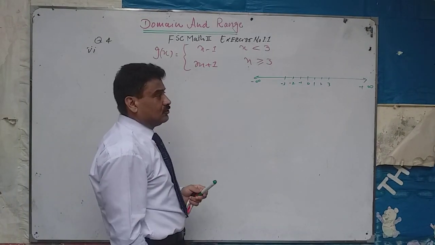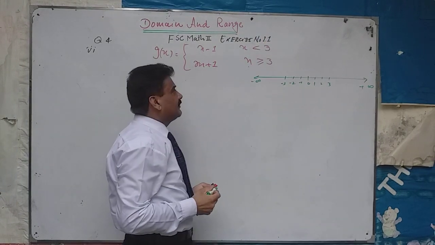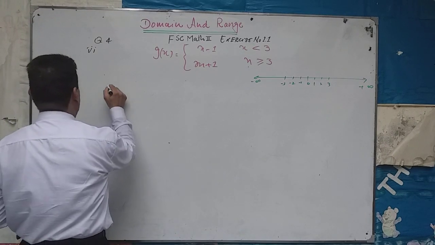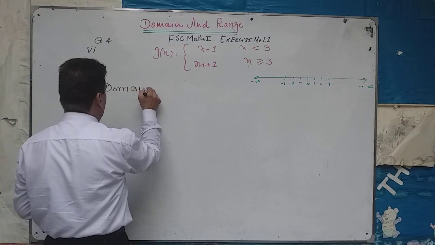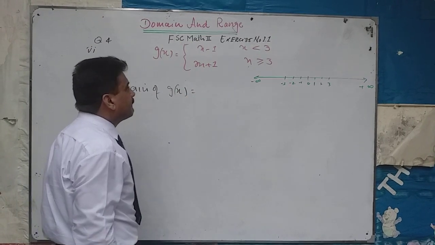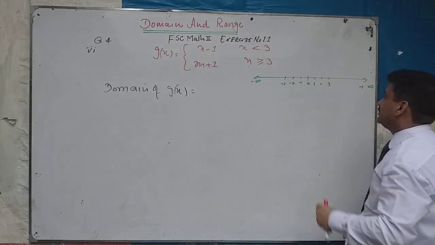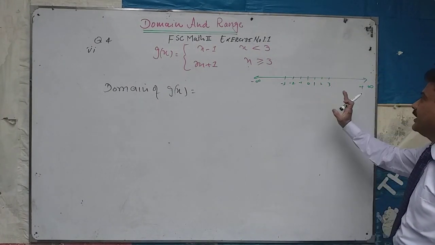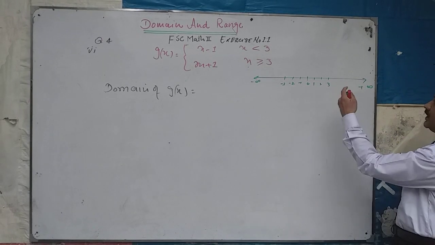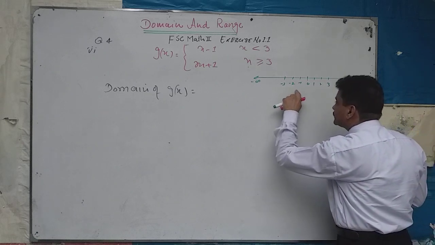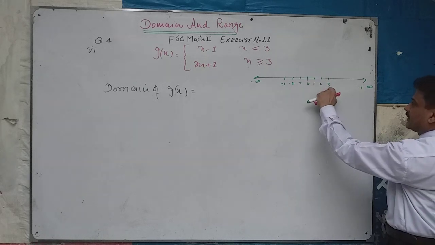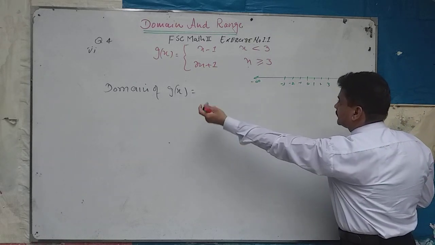Hence, in this case, the domain is automatically given. The domain of the function is a set of all real numbers. We write the domain of g of x as the set of values less than 3, all values to the left of positive 3. I mean to say all these values, not including 3, but all values less than 3 lying left of positive 3.